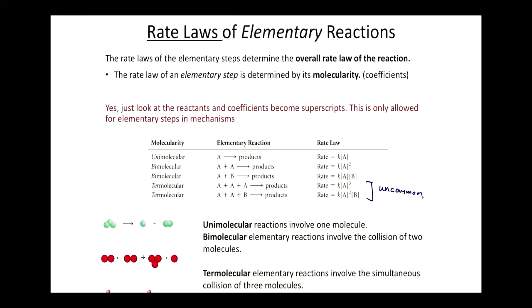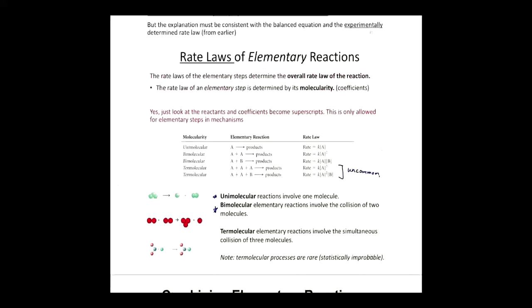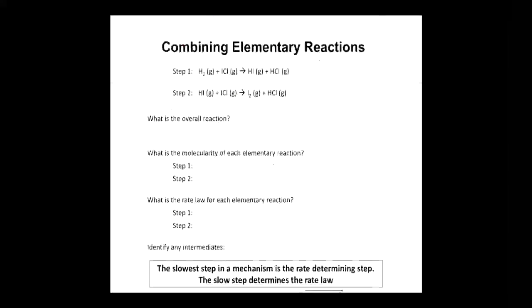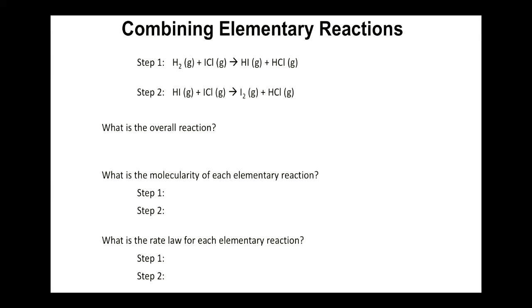All right, so what we're usually going to see is unimolecular and bimolecular steps. Okay, let's keep going. Here is a two-step mechanism. From these steps, we should be able to get an overall reaction. This is where we do Hess's law and cancel out things that show up on the reactant and product side. We can look at each individual step to get the molecularity, and then we can get the rate law for each of those individual steps. So let's get that overall reaction.